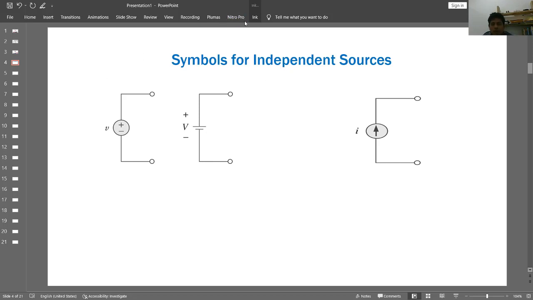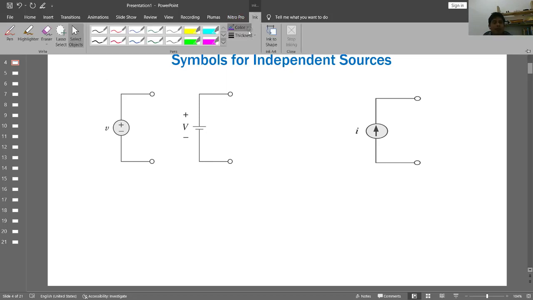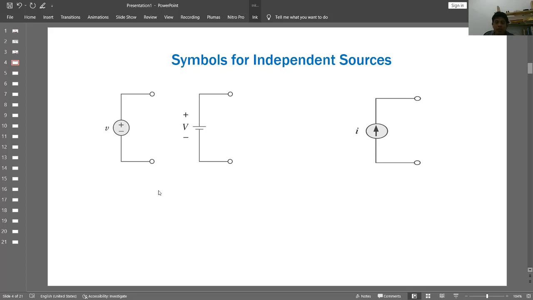So we have some independent sources first that do not depend on other types of sources. They are by themselves generating energy. So we can say that these two are symbols of independent sources. We can name this one A and this one B, and both of them are voltage sources.